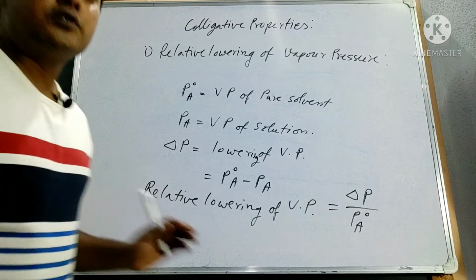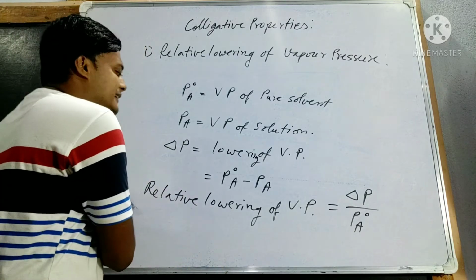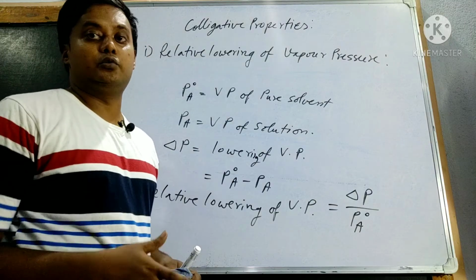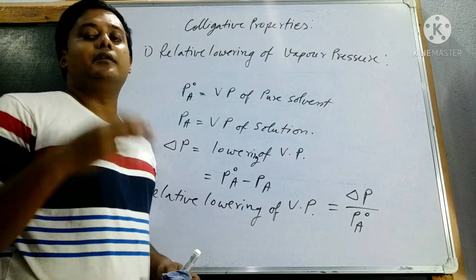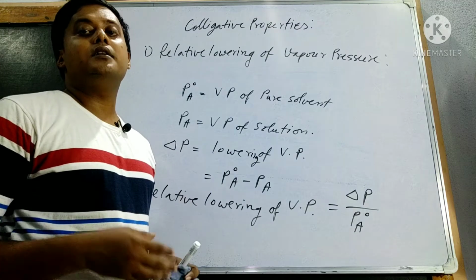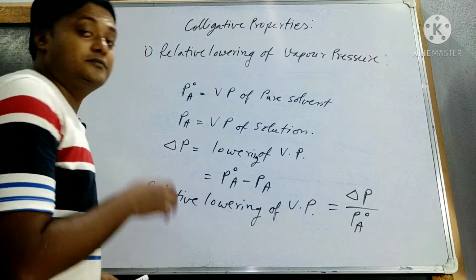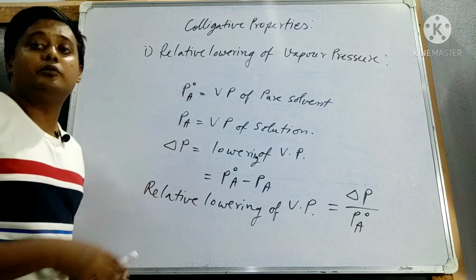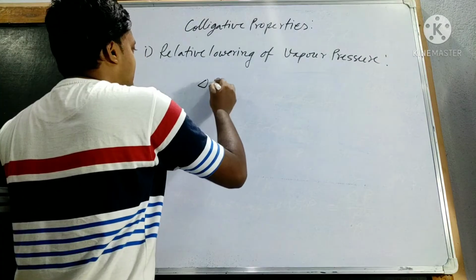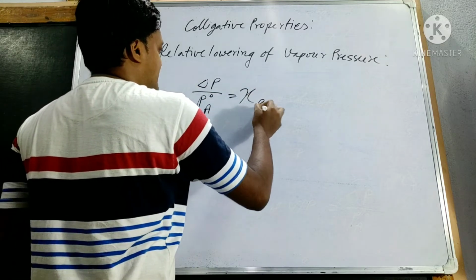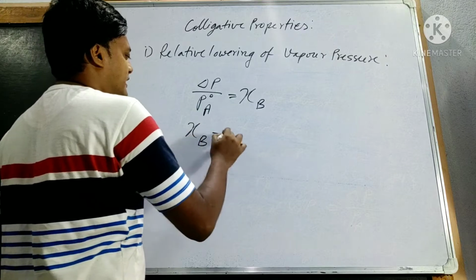Now according to Raoult's law, the relative lowering of vapor pressure is equal to the mole fraction of solute. That is the mathematical expression of relative lowering of vapor pressure: delta P by P naught A equals chi B, where chi B is the mole fraction of solute.